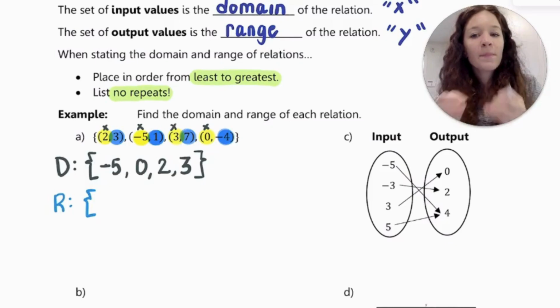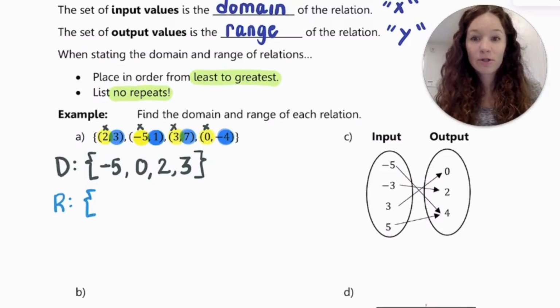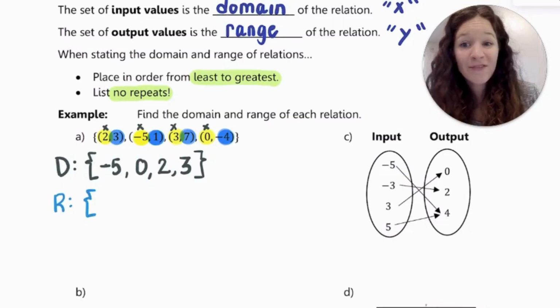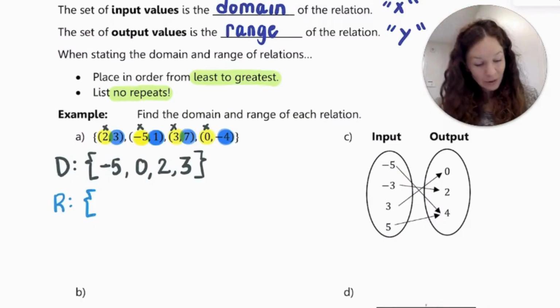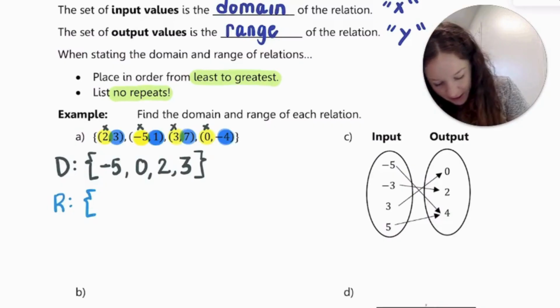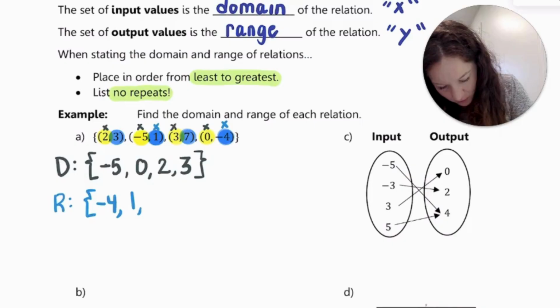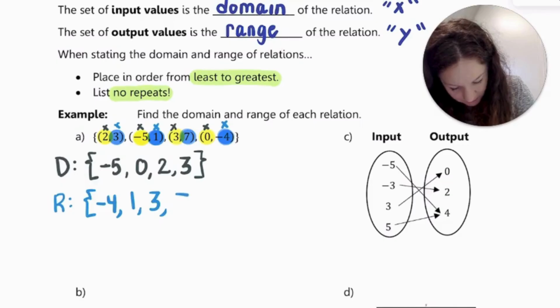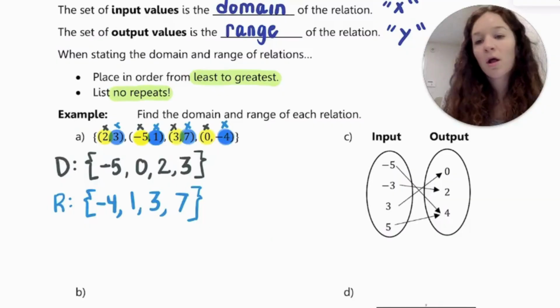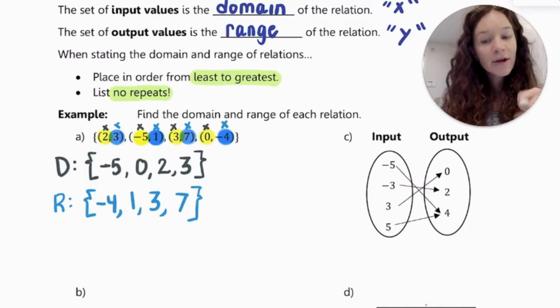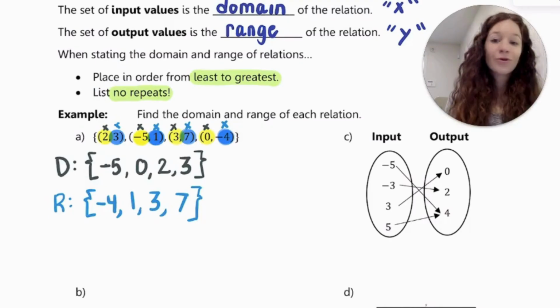So, yeah, we see it. We're going to put it. But now we're just looking at those blue numbers, so you can pretend those yellow ones aren't even there. Looking at those blue numbers, the smallest we see is -4. Next, we see 1, 3, and 7. And so in this case, we had no repeats either. So we put all of our range in order from least to greatest, and we didn't have to worry about repeats. Cool. And that's all we're doing, okay?